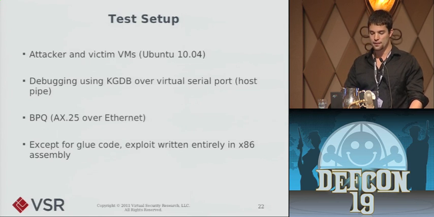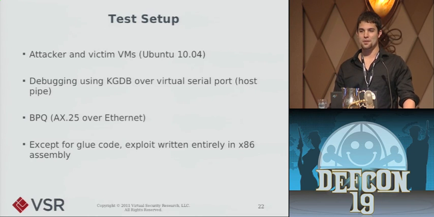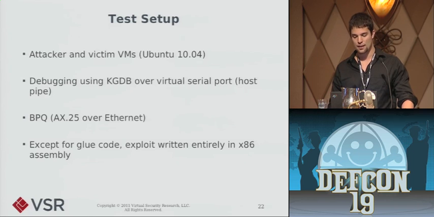For actually doing testing, I just had 2 VMs. I chose Ubuntu 10.04. The attacker is just a desktop machine. The victim is Ubuntu server because that's a PAE build. For debugging, I just use KGDB. And for the actual networking, I was not sitting in my apartment doing this with radio equipment, driving my girlfriend crazy. I was using BPQ, which is an implementation of AX.25 amateur radio over Ethernet. So my VMs can talk to each other without me needing to buy radio hardware or get a license. And just because of the nature of the exploit, it's written entirely in x86 assembly, except for the code that sort of ties it all together and sends it over the wire.